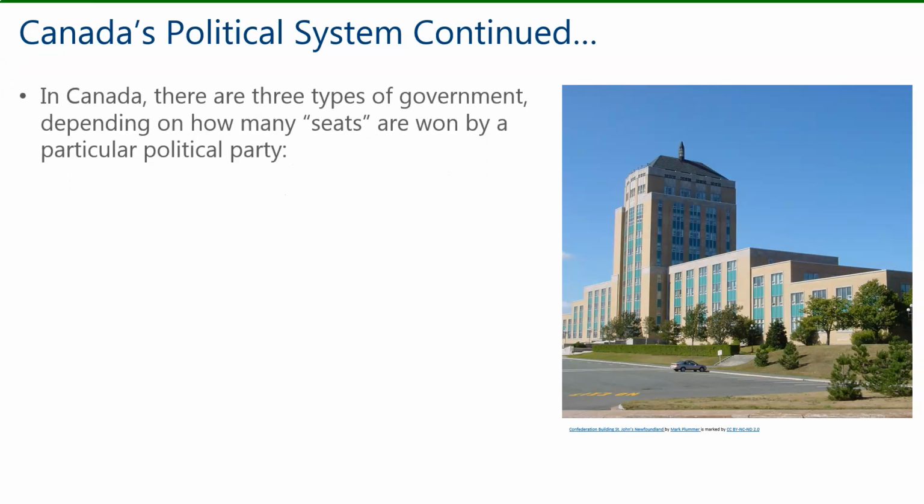So, in Canada, there are three types of government, depending on how many seats are won by a particular political party. Seats means how many electoral districts there are. So there is one member for every electoral district, and they form a seat. The most ideal type of government for the winning party is a majority government. And this means the winning party gets 50% of the seats plus one or more.